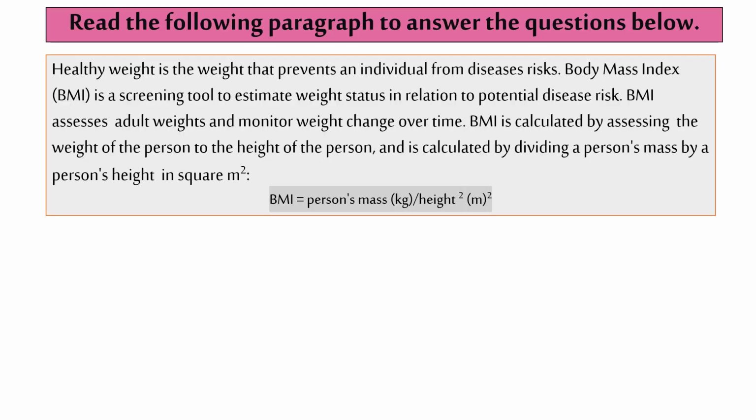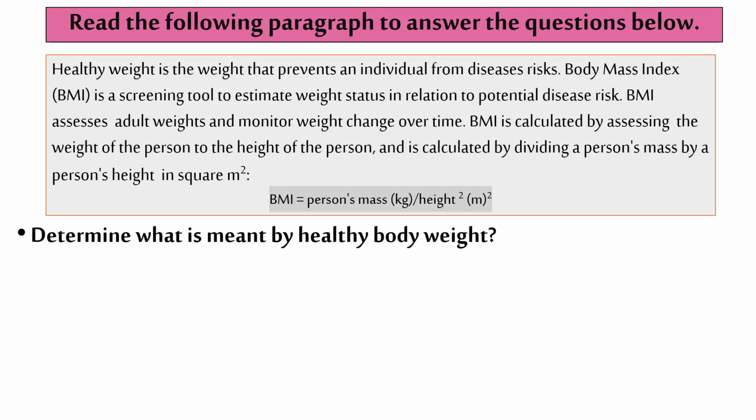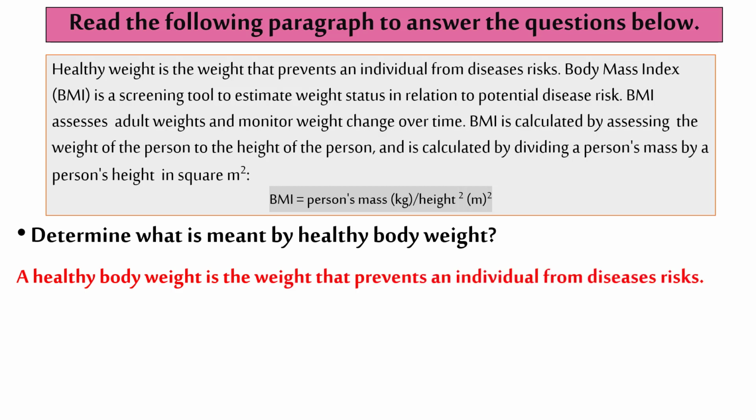Let's read together the following paragraph to answer the questions below. Question 1. Determine what is meant by healthy body weight. According to the paragraph, a healthy body weight is the weight that prevents an individual from disease risks. So, by maintaining a healthy body weight, you lower the risk of developing serious health problems and diseases.